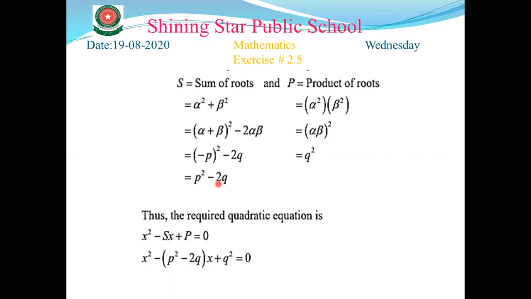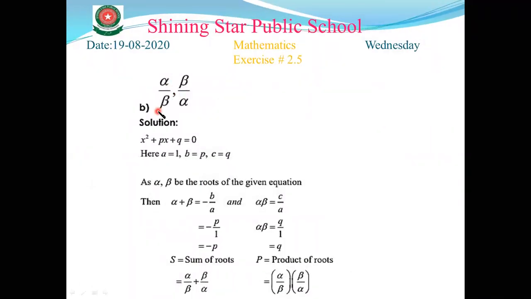For finding the required quadratic equation, we have to put the values of the sum of the roots and the product of the roots in the equation, and the equation is x square minus sx plus p. P means product of the roots, s stands for sum of the roots. So simply we put here the value of s and the value of p, which is the required quadratic equation. Very simple.